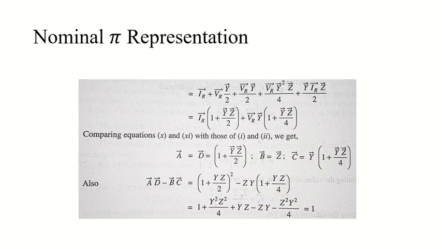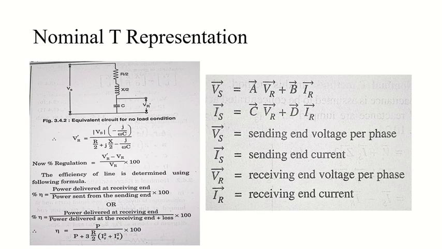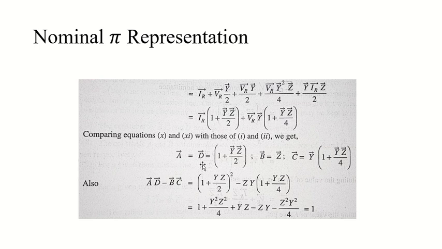See, what is the multiple of Ir? Come here in the equation of Is. Let's check. Multiple of Ir. So what is the multiple of Ir? It is d. Okay, so it is d. And the multiple of Vr will be c. So the value of c is y into 1 plus yz divided by 4. Now you are yet to find the values of a and b.